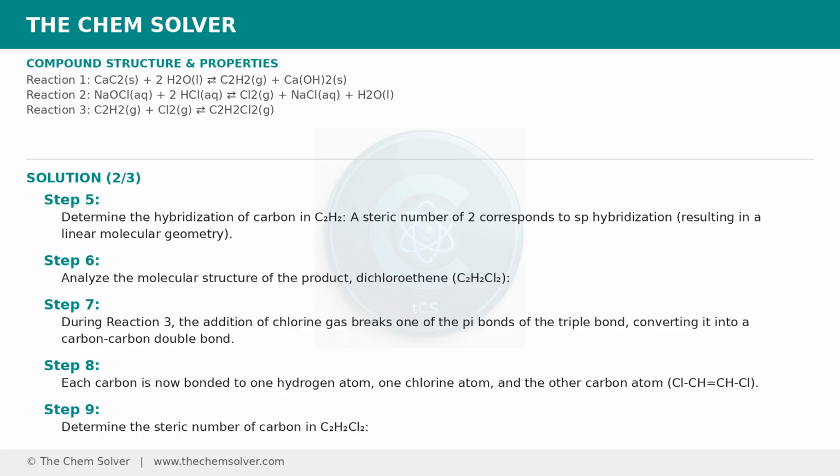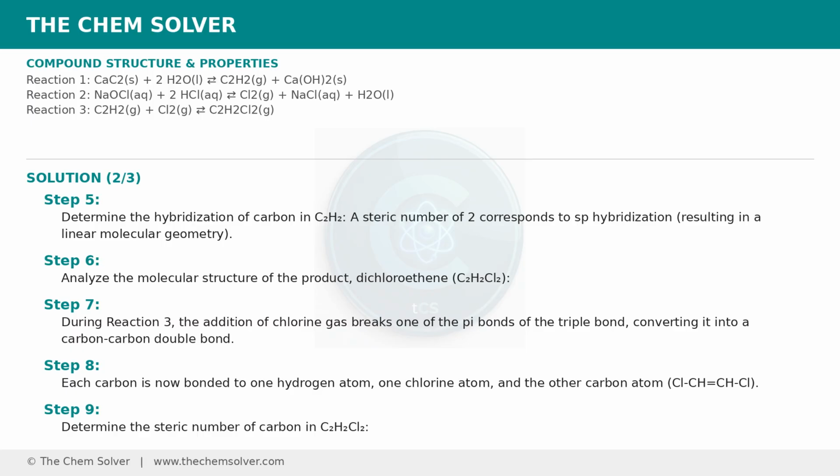Analyze the molecular structure of the product, dichloroethene, C2H2Cl2. During reaction 3, the addition of chlorine gas breaks one of the pi bonds of the triple bond, converting it into a carbon-carbon double bond. Each carbon is now bonded to one hydrogen atom, one chlorine atom, and the other carbon atom, ClCH=CHCl.